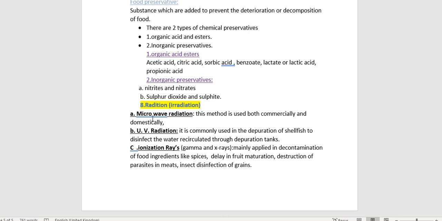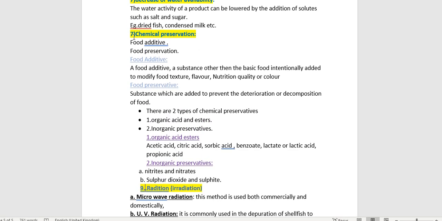Okay, so that's all about these types of food preservation. That is how this food preservation topic is going to end.